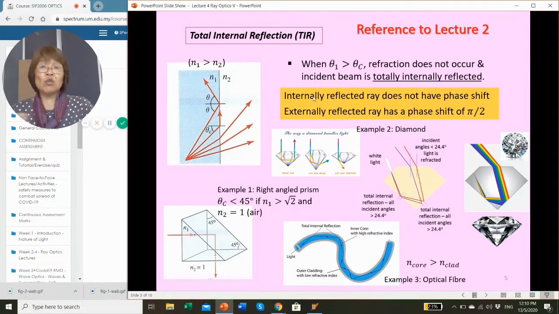Another useful application for total internal reflection would be bringing light through an optical fiber. Okay, so that's how you can get light propagating through the optical fiber.